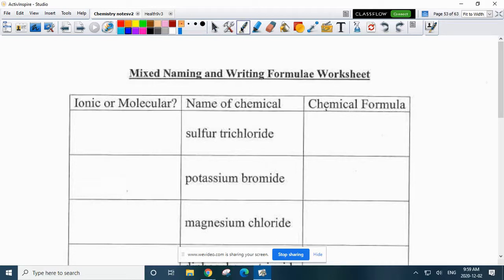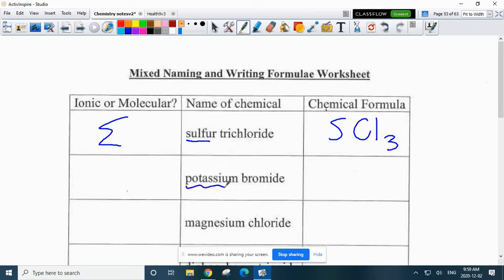And I like blue. So first you have to see: is it ionic or molecular? Well, because it starts with sulfur, it's molecular. I'm going to write it down like that. Great, Kevin. Right away, by writing it down like that, I know I must use my prefixes. M for molecular, M for must use my prefixes. So it's going to be SCl3, trichloride.